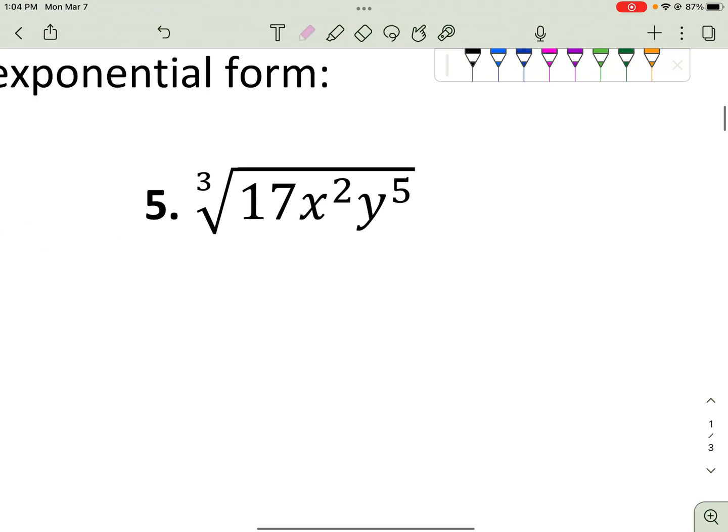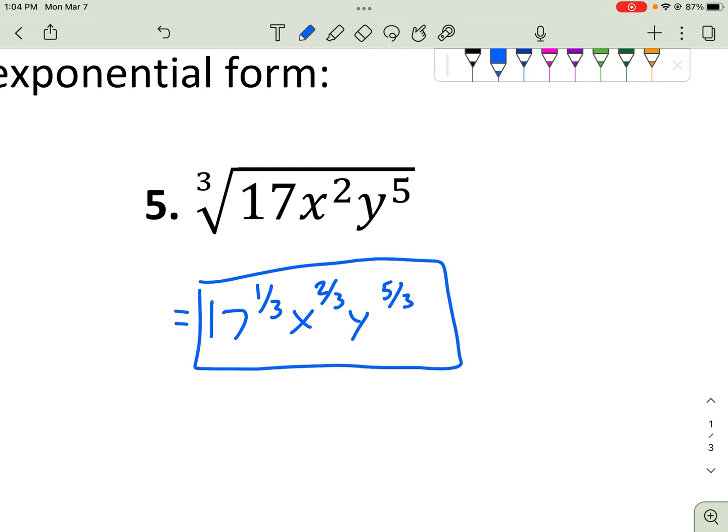So we can do the same thing here. Now I'm going to do it the more shortcut way. I know it's 1/3 power. It's not really a shortcut, I guess, but so it's going to be 17 to the 1/3, and then this is my denominator, this is my numerator. So x to the 2/3, y to the 5/3. That's all you got to do.